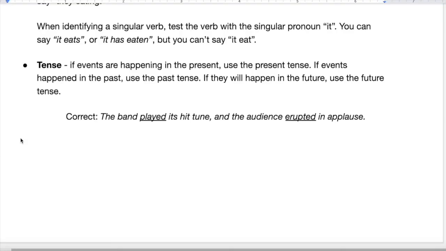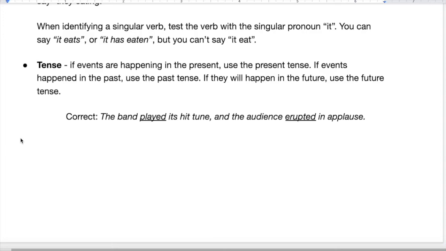Going to the last part of make it match. This is make it match tense. Here we're talking about verb tense, like if it's present tense or future tense or past tense. So go ahead and read the rule, please. If events are happening in the present, use the present tense. If events happen in the past, use the past tense. If they will happen in the future, use the future tense.